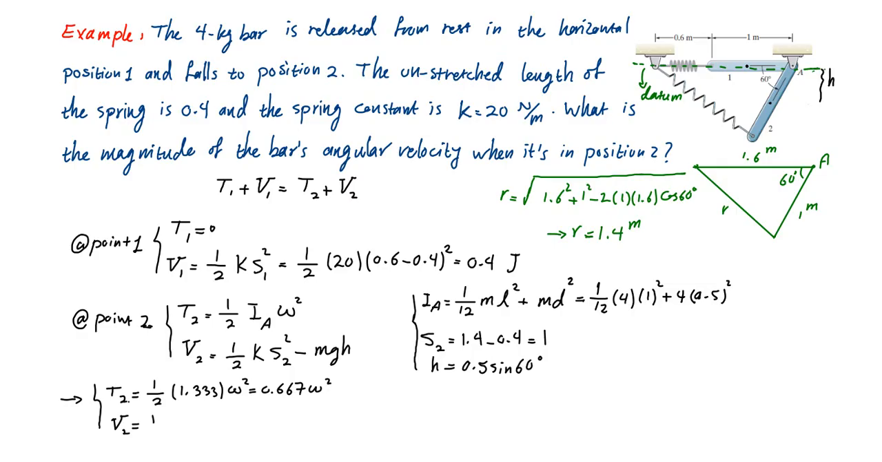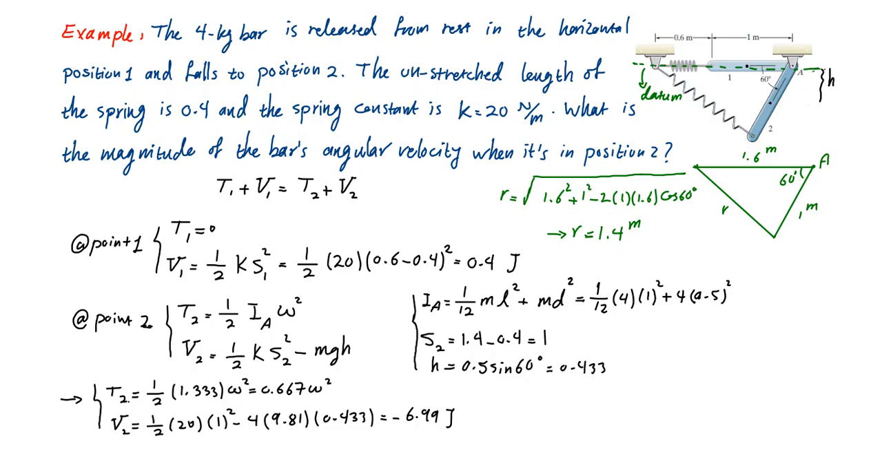V2 is 1 over 2, well, K we know is 20, times S, we found it, 1 squared, minus 4 times 9.81 mg, and H we found to be 0.433. So this becomes 0.433, right? This gives you minus 6.99 joule.